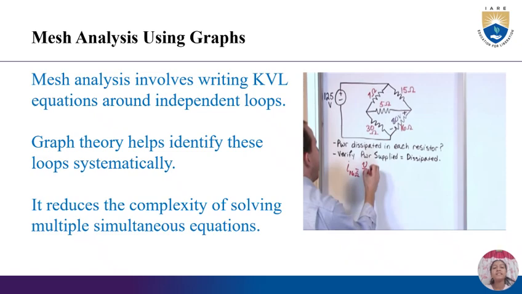Coming to mesh analysis using graphs, mesh analysis involves writing KVL equations around independent loops. Here we can clearly understand what mesh analysis problems are by the picture I have placed here. Graph theory helps identify these loops systematically. It reduces the complexity of solving multiple simultaneous equations.